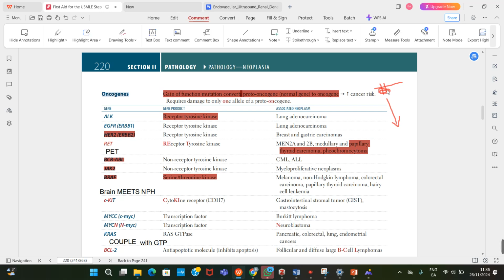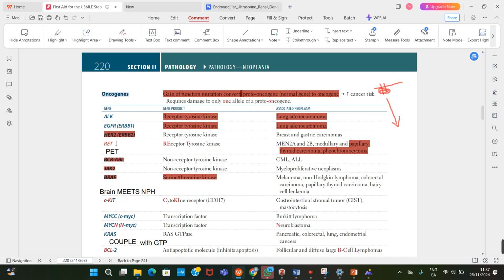The first on the list is ALK. Sorry, we don't have any mnemonic to remember all these things, but you just have to be familiar with it. ALK: the way I remember it, adenocarcinoma lung cancer. It is a receptor tyrosine kinase, and it can cause lung adenocarcinoma. This is an oncogene because it codes for a growth receptor. The next is EGFR, epidermal growth factor receptor, otherwise known as ERBB1. It is also a receptor tyrosine kinase, and it can cause lung adenocarcinoma, just like ALK.